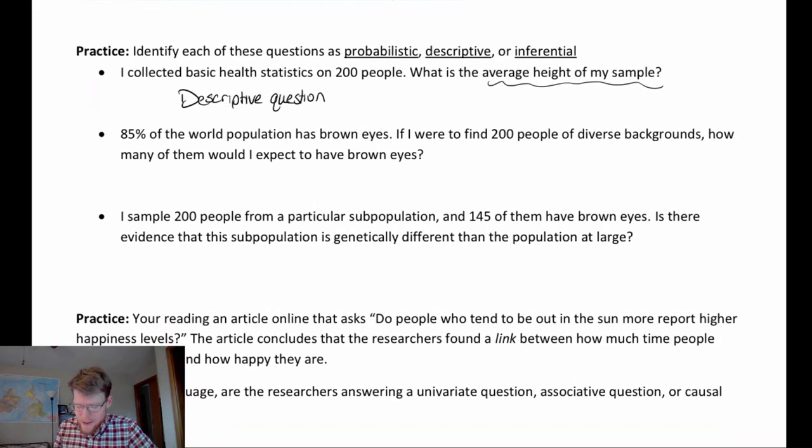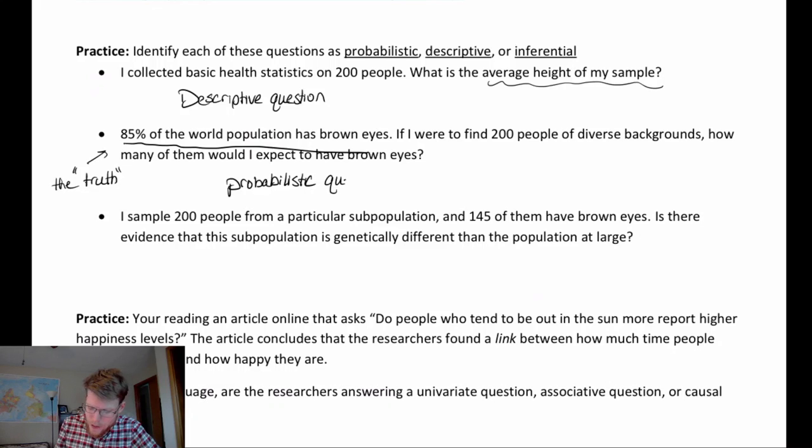The next question here is that 85% of the world population has brown eyes. If I were to find 200 people of diverse backgrounds, how many of them would I expect to have brown eyes? So here we're starting from some known information. We might call this the truth, as we talked about. This is supposedly known information about this population, and I'm asking what could happen if I take a sample and I know this to be true. What would I expect to happen? So that makes this a probabilistic question. And I can calculate the probability of getting 100 out of 200 people with brown eyes given this information, or 170, or whatever number I'm interested in.